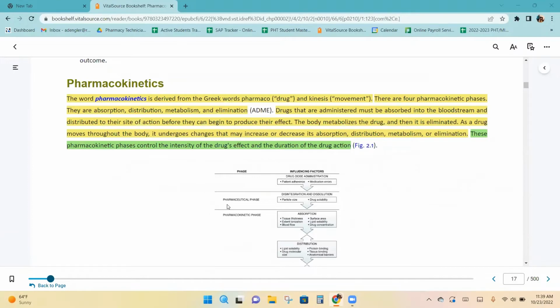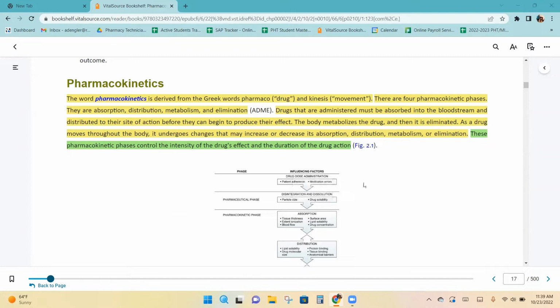The word pharmacokinetics is derived from the Greek words pharmako, which means drug, and kinesis, which means movement. There are 4 pharmacokinetic phases. They are absorption, distribution, metabolism, and elimination. We abbreviate those as ADME.